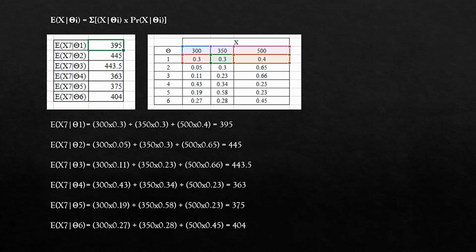To solve this question, we must first calculate the value of each component. The first equation to find will be the expected value of X given theta for each theta from 1 up to 6. We make use of the values keyed into the Excel spreadsheet to form the formula. For example, to calculate the expected value of X given theta 1, we multiply all the X values with their corresponding probability under theta 1. So it will be 300 times 0.3 plus 350 times 0.3 plus 500 times 0.4, which ends up giving us 395. We then continue to apply the formula for the remaining expected values of X given theta 2 up to theta 6.